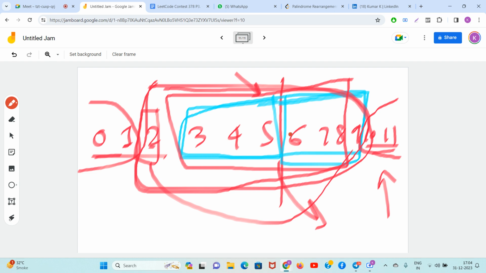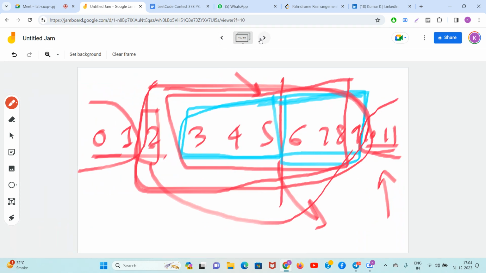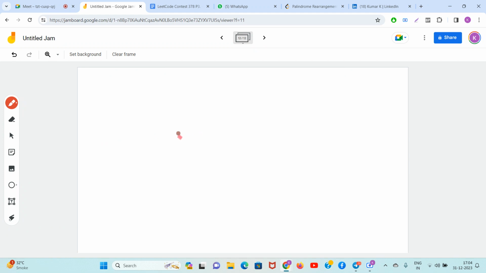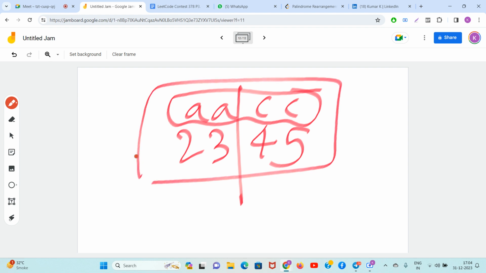This is the new question. Got it, guys? What is the new question? The new question is that this is the middle part. There are some characters given here. Let's say AACC. Some characters are given to you. You have to make the middle part a palindrome.